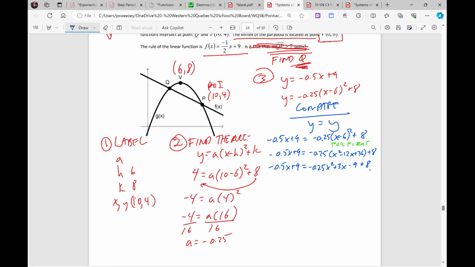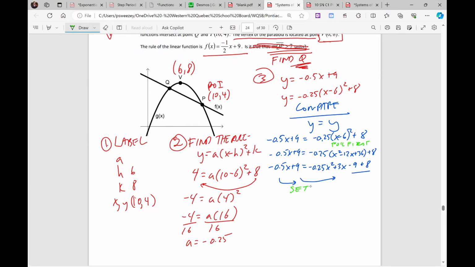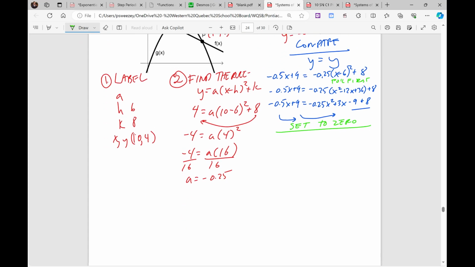Combining these two things together here, we're going to end up with negative 1. I am now going to actually just bring over the 9 and the negative 0.5x, so we can set this side to 0. And in fact, I'm going to write that down there just to be clear. Our objective here is to set to 0. We do that so we can either factor or use the quadratic equation. That's kind of the main purpose behind all of this.